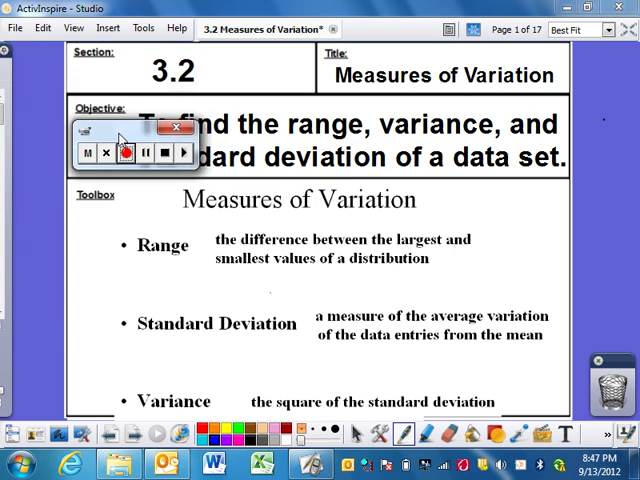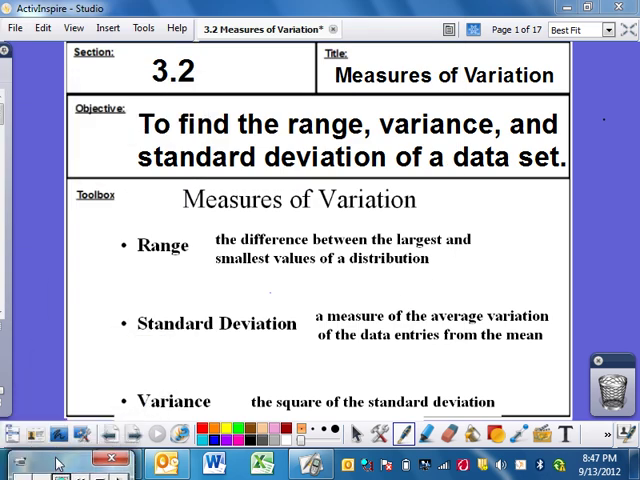Okay, this section is 3.2, measures of variation. We're going to talk about finding the range, variance, and standard deviation of data. This is an important section as we talk about a new term, standard deviation, which you will hear over and over and over again. So this is our introduction to that.